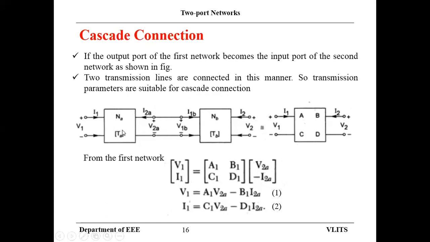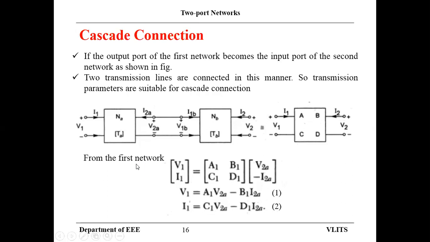So here, if you take these two, they are two port networks having ABCD parameters. Let me consider these as TA and TB. The voltage and currents for the first two port network are V1, I1, and the output voltage and output current are V2A and I2A. For the second network, the voltage and currents are V1B, I1B, and the output voltage and current are V2 and I2.